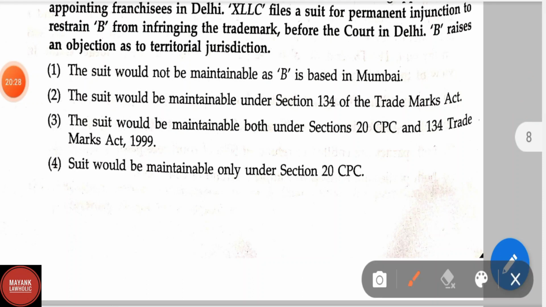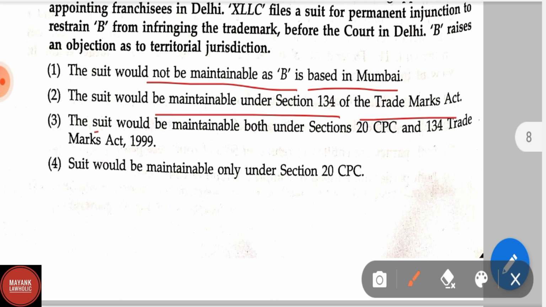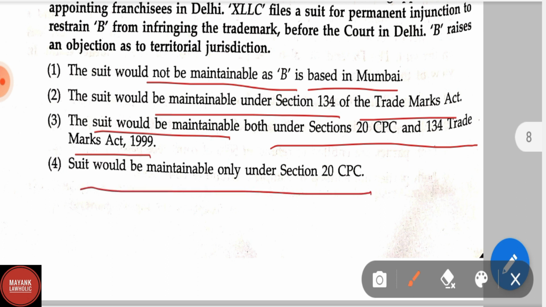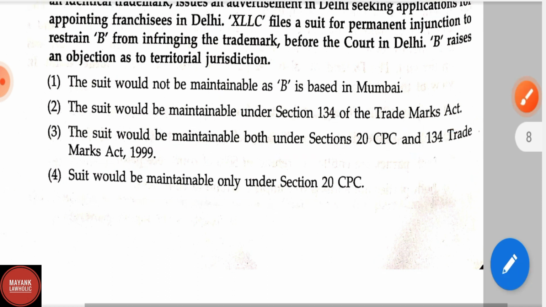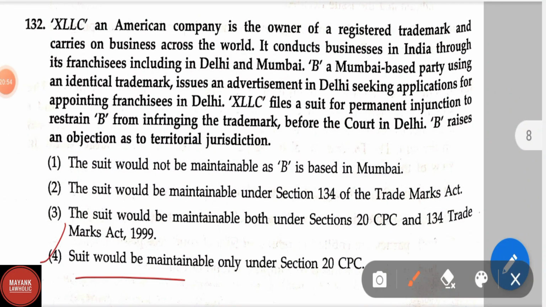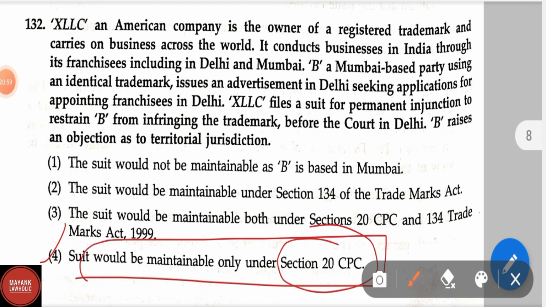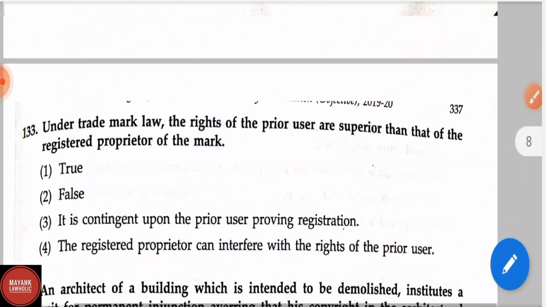Options are: the suit would not be maintainable as B is based in Mumbai; option second, the suit would be maintainable under section 134 of the Trademarks Act; option 3, the suit would be maintainable both under section 20 CPC and section 134 of the Trademarks Act 1999; and option 4, the suit would be maintainable only under section 20 CPC. In this question, the correct answer is option number 4. The suit would be maintainable under section 20 CPC. Section 20 CPC talks about other suits to be instituted where defendants reside or the cause of action arises. So here the correct answer is option 4. Now let us see question number 133.